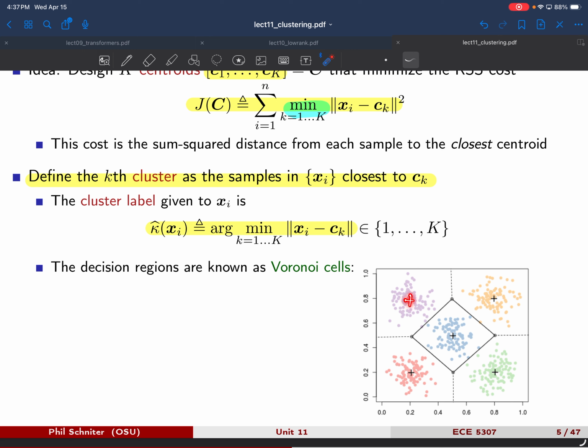Now once those clusters are found, think about the decision region between those two. That would be like a line like this, right? So any samples on this side of that boundary are going to be closer to this versus this. And so that is what's responsible for this little boundary.